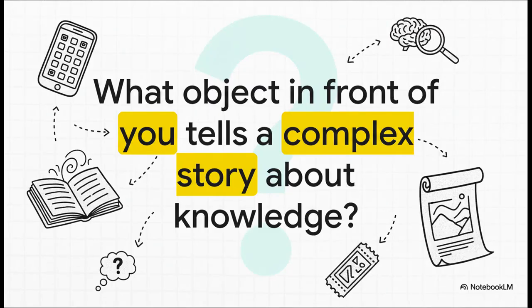And with that, I'm going to leave you with a little challenge. Just look around you right now. Your phone, a book on your desk, an old movie ticket, a poster on your wall. If you apply the framework we just talked about, which one of those things stops being just a thing and starts telling a really complex story about how we know what we know? The answer might actually surprise you.